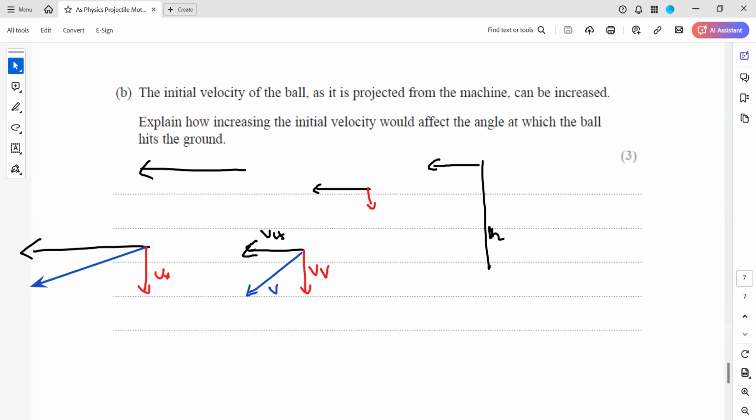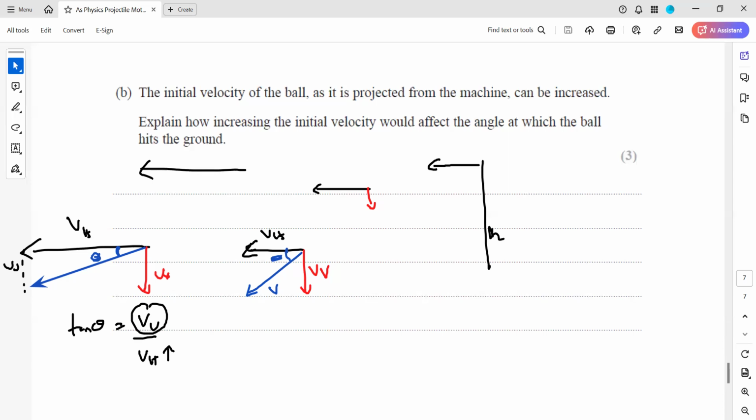If we are taking the angle theta from the horizontal, this will be Vy. So I can use the trigonometric ratio tangent theta, because I have the perpendicular and the base. Tangent theta is the perpendicular, the vertical velocity, divided by the horizontal velocity. Now, the vertical velocity is not changing, and the horizontal velocity is increasing.